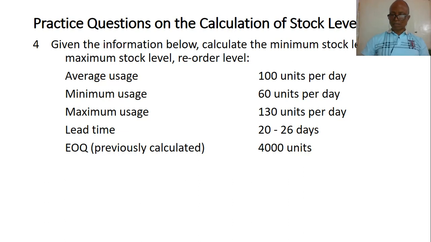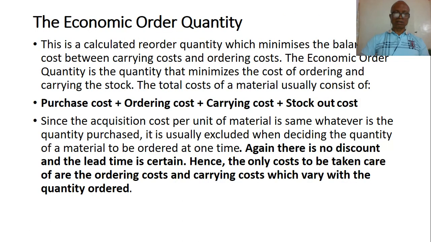Okay, so let's look at another major concept of this particular topic, and that is economic order quantity, popularly known as EOQ. This is a calculated reorder quantity which minimizes the balance of cost between carrying cost and ordering cost. The economic order quantity is the quantity that minimizes the cost of ordering and carrying.